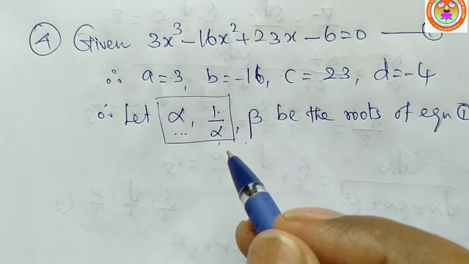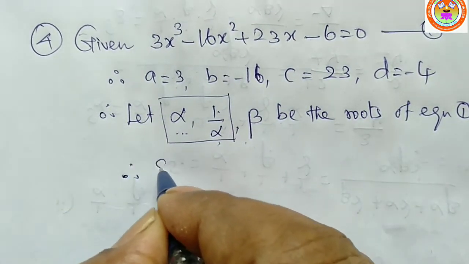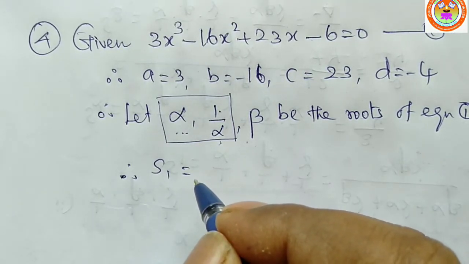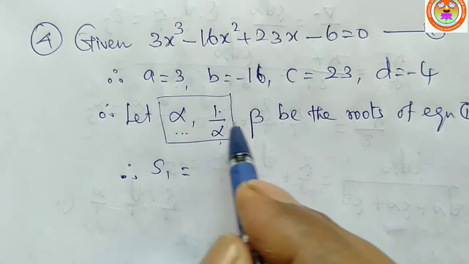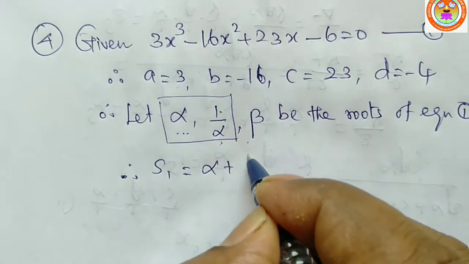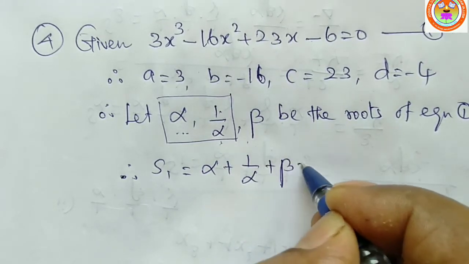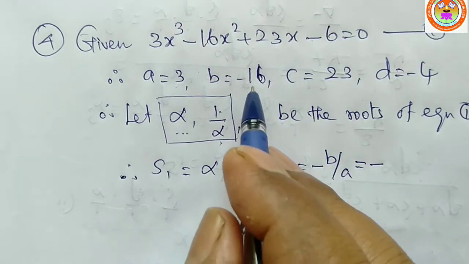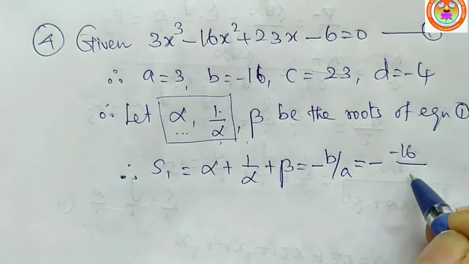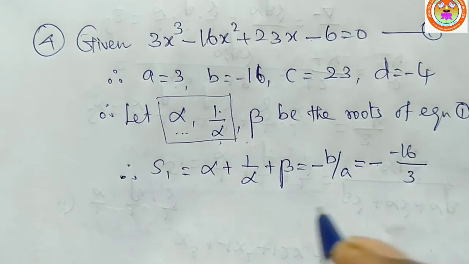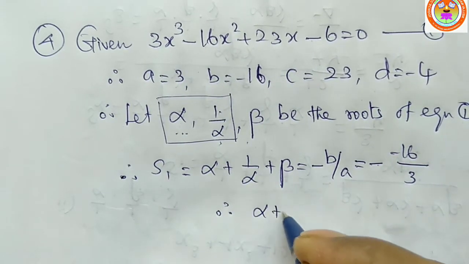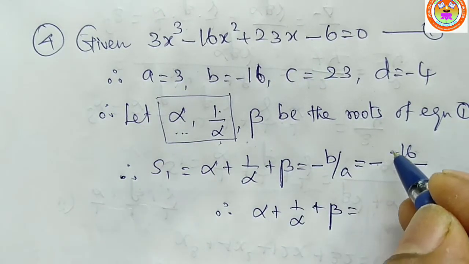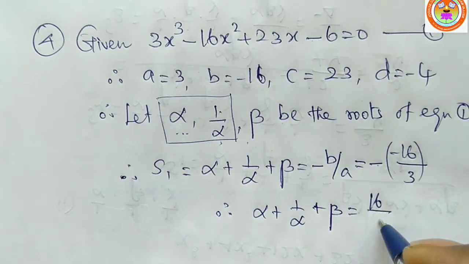So we can go for S1. Therefore, S1, what is S1? Alpha plus beta plus gamma is equal to minus b by a. So here the sum of the roots, that is alpha plus 1 by alpha plus beta, is equal to minus b by a. b is minus 16, a is 3. Minus into minus is plus. So we are getting alpha plus 1 by alpha plus beta is equal to 16 by 3.